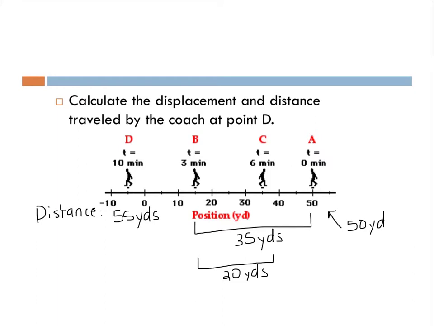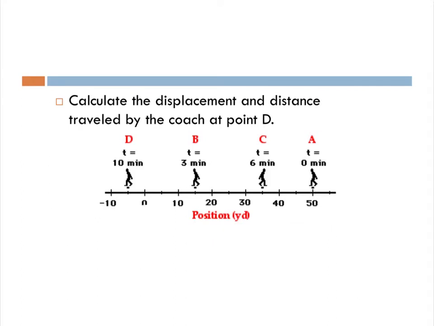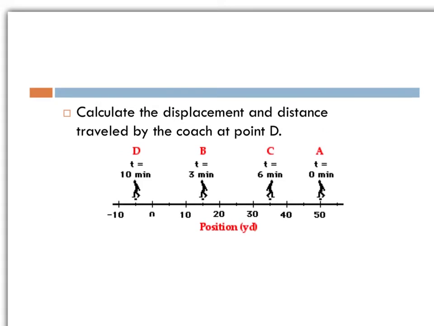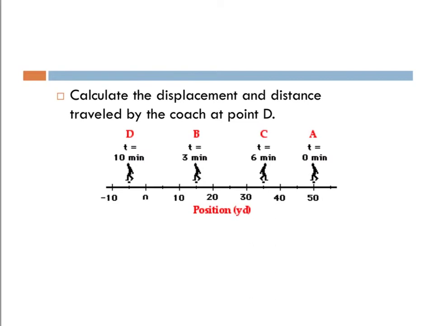For part 2, we're solving for the displacement from point A to point C. So, from here, we look at the equation for displacement. Final position minus initial position. Our final position is 35 yards. And our initial position was 50 yards. So, our displacement is negative 15 yards, or 15 yards to the left.